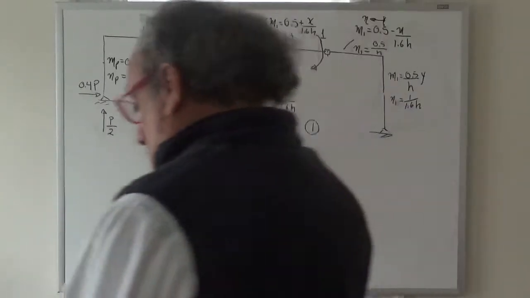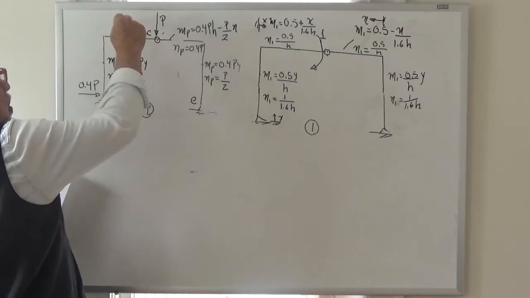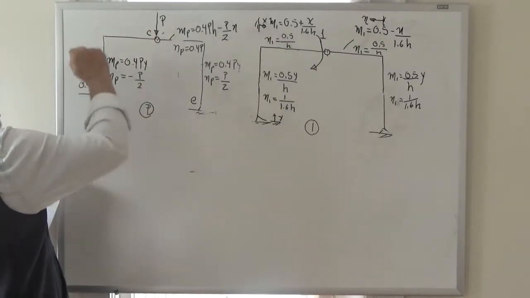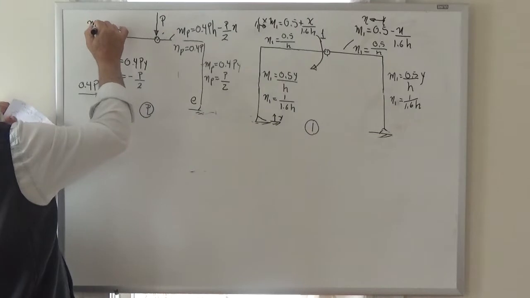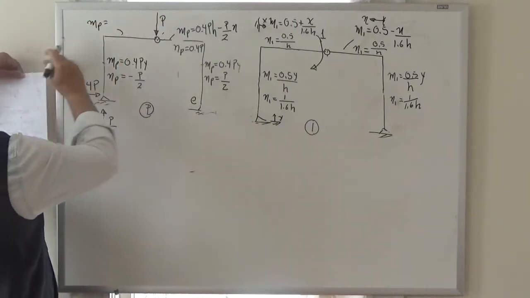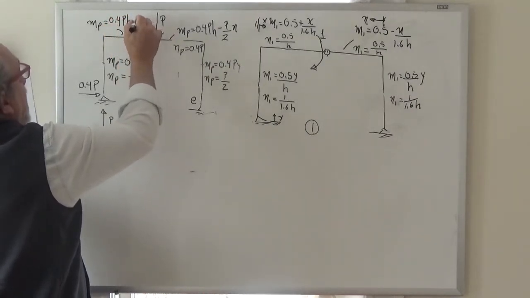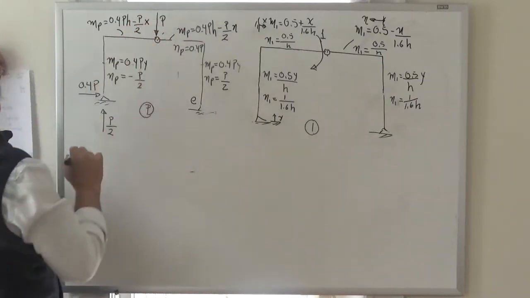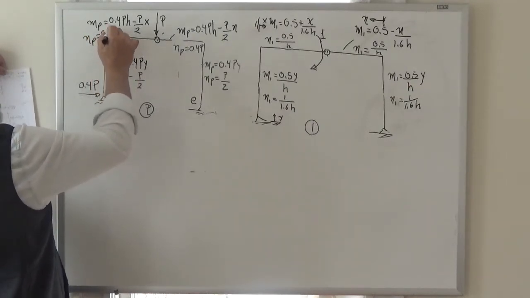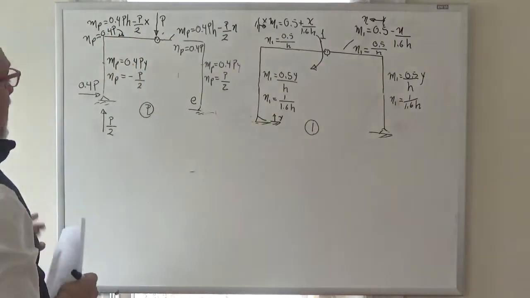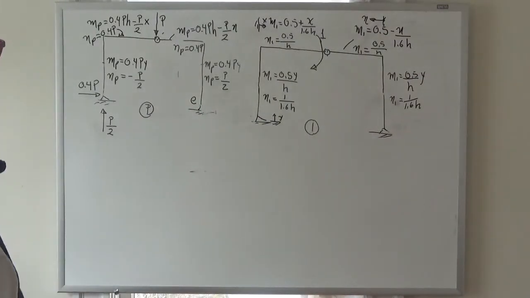Okay, so we continue. I'm going to skip this last free body, but obviously I take a bubble like this, just to conclude the BC, and we find that MP is equal to 0.4 pH minus P over 2 x, and we find that NP is equal to 0.4 P. And we've completed everything.